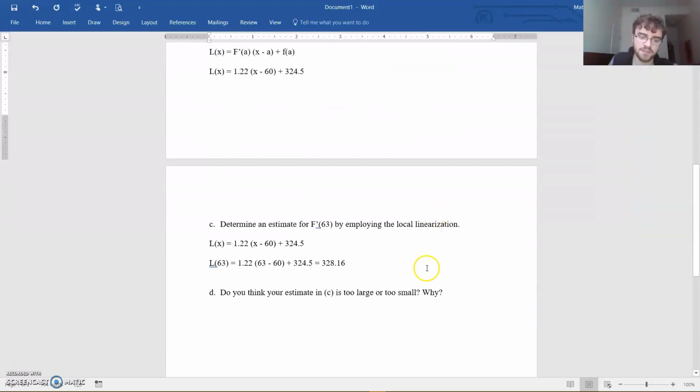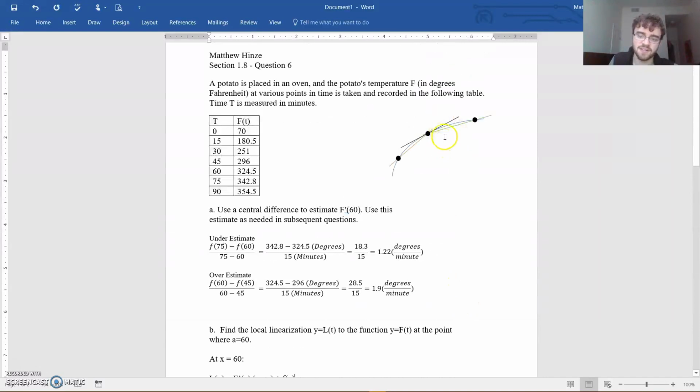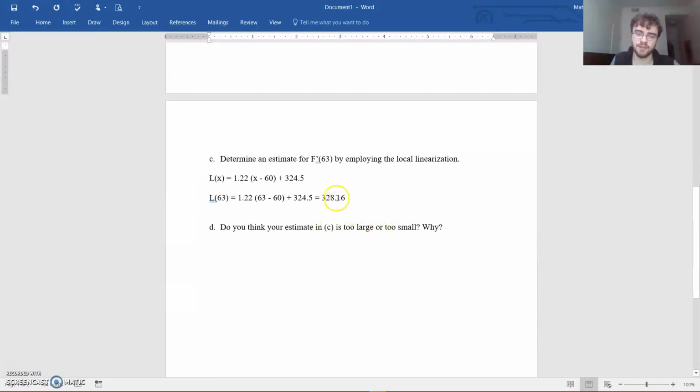And that leads us to the next question, which is, do we think this estimate is too large or too small, and why? This estimate would be too large because essentially what we're doing is estimating with a tangent line that's going to be above. We're estimating something that's going to end up falling above the actual graph. So the actual value of f of 63 is going to be smaller than what we got up here, which was 328.16.